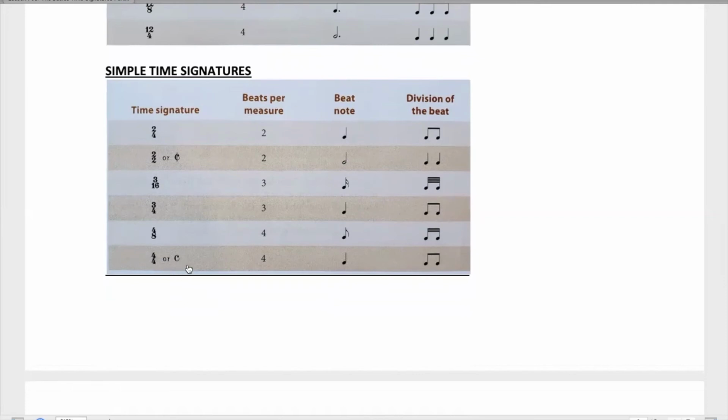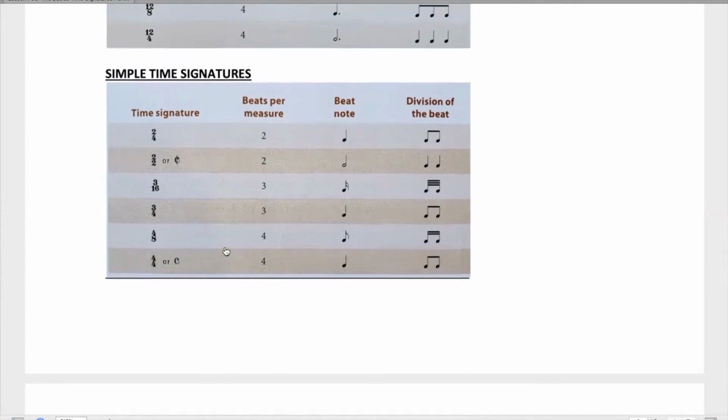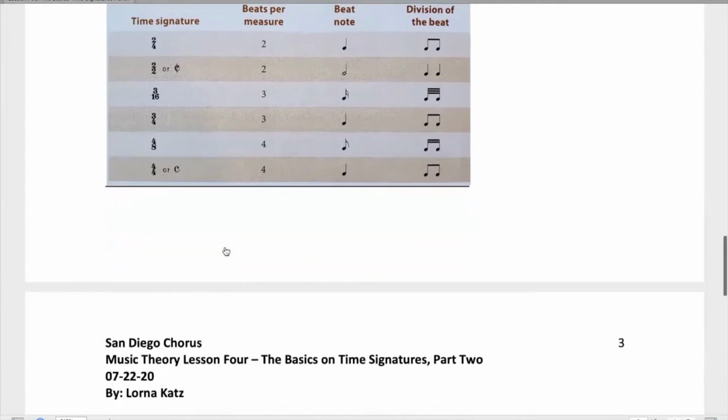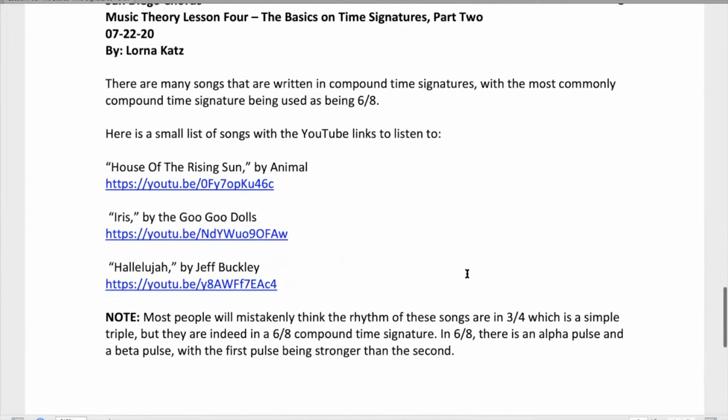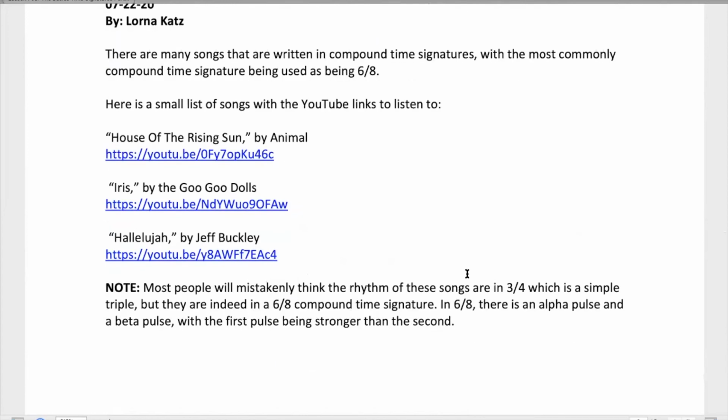If you look down the chart to 2/2, which is cut time, 3/16, 3/4, 4/8, 4/4, or common time, these are all simple time signatures. There are many songs that are written in compound time signatures, but the most commonly used compound time signature is 6/8. I provided a short list of YouTube links that you can listen to.